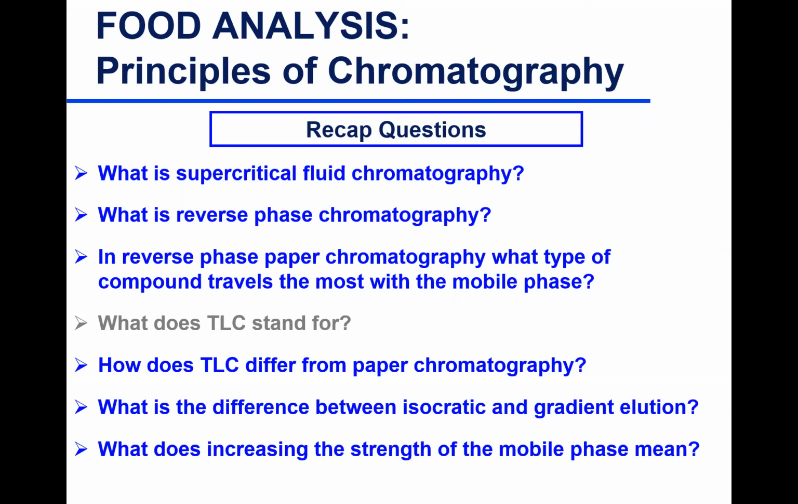So when we say isocratic versus gradient elution, what do we mean? Yes, Anastasia? Isocratic just means there's one concentration, while gradient makes the mobile phase stronger over time. Yes. So isocratic elution means we're using one type of mobile phase and we don't change its concentration over time, so it's constant over time. Whereas with gradient, we start at a specific concentration and we increase the strength of the mobile phase over time. So we utilize multiple different solvents.